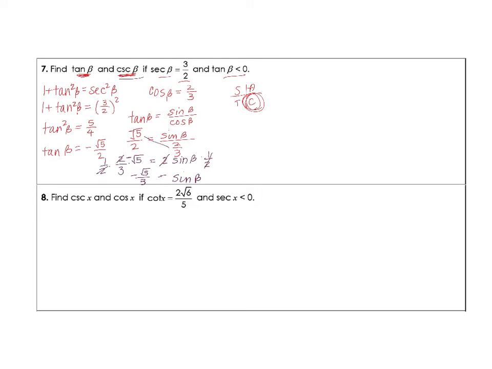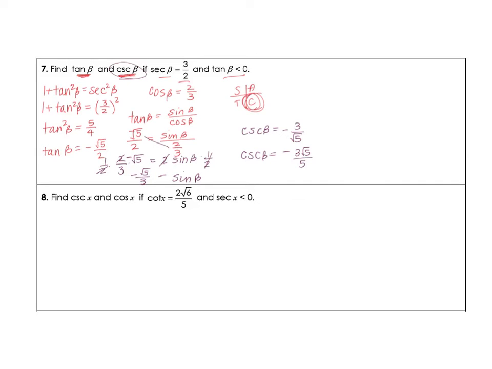However, we were needing cosecant, so I need that reciprocal. And it looks like we might have to do some rationalizing there. So cosecant of beta is going to be negative 3 over root 5. And so whenever we rationalize there, we're going to have negative 3 root 5 all over 5.